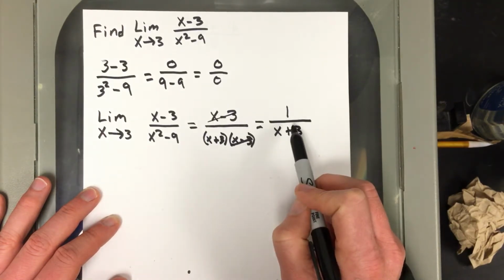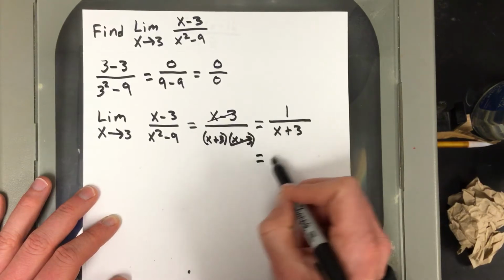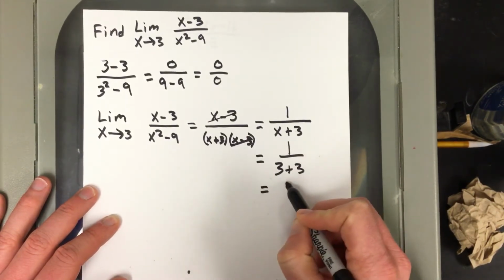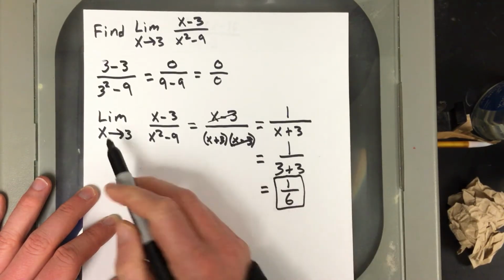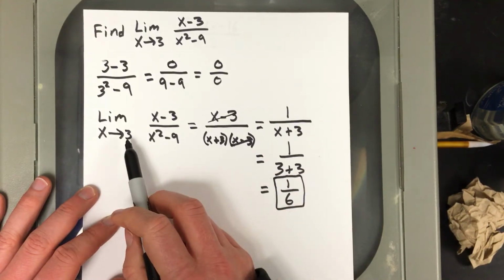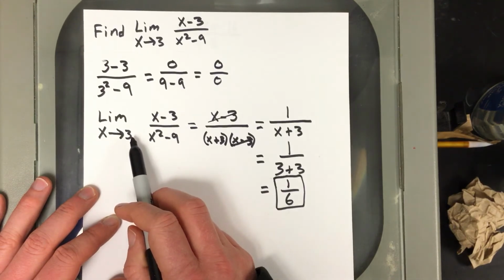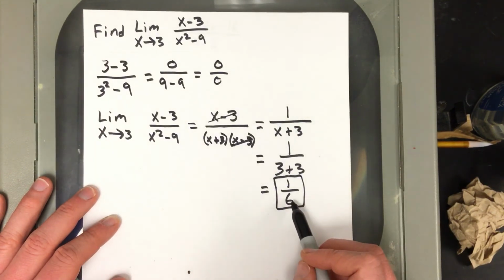This is just simplified. Now if I evaluate this at x equals 3, that's going to give 1 over 3 plus 3, which is equal to 1 over 6. So my limit as x approaches 3 is 1/6. Now that doesn't mean that if I evaluate my function at 3, I'm going to have an open dot there, because when you evaluate the function at 3, you don't actually get 1/6, but as you approach 3, you're getting closer and closer to 1/6.